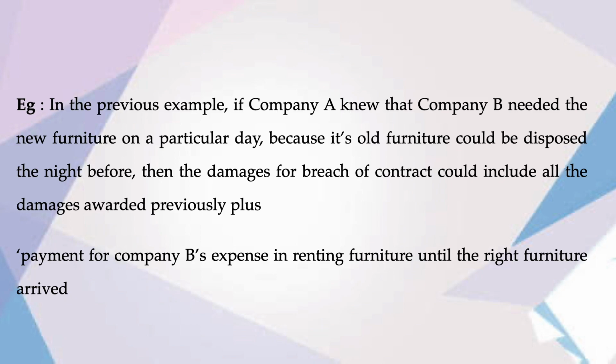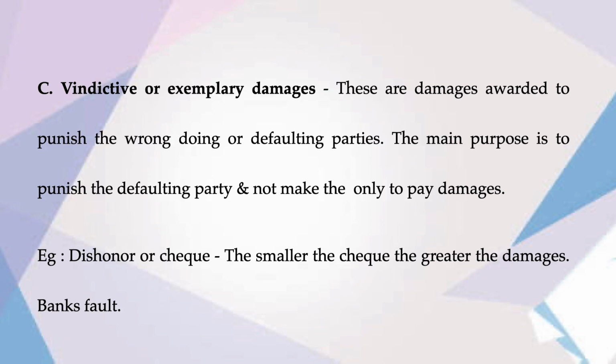Special damage. One, general damage is for giving the wrong kind of furniture. Second is for not providing it on the right time, and until the extension of replacing the new furniture, company A has to bear the damages called as what? Special damages. The third kind of damage is vindictive or exemplary. Exemplary. These are damages awarded to punish the wrongdoing or defaulting parties.